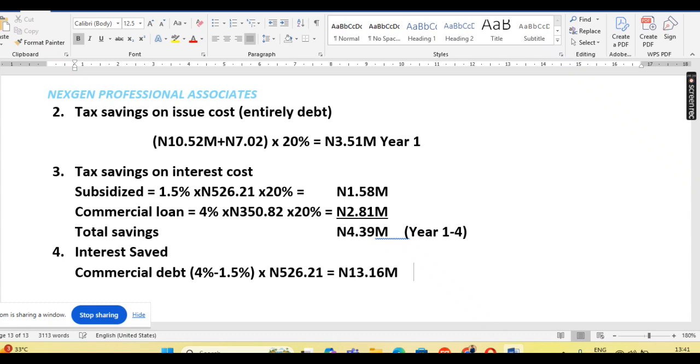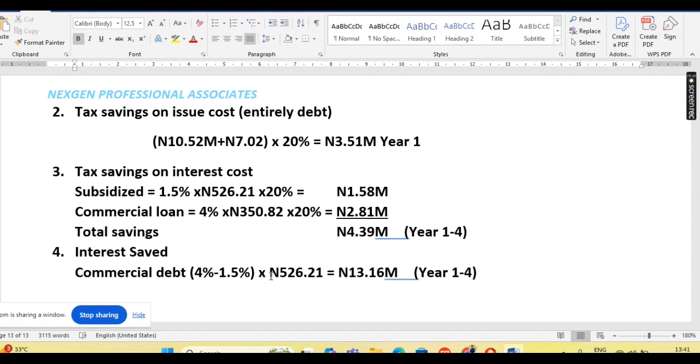So interest saved, you can see this interest saved will be from year 1 to year 4. Now, I didn't mean there is no tax here. It's still your normal year 1 to year 4. You save interest from year 1 to year 4.